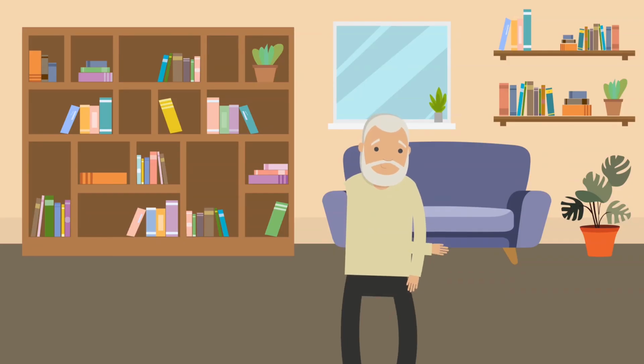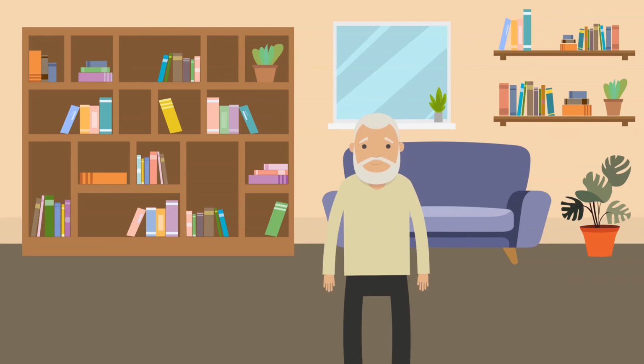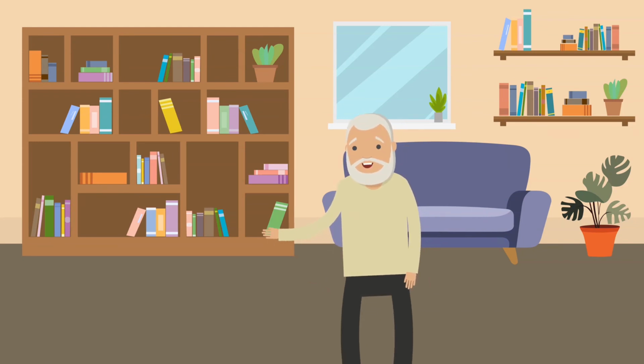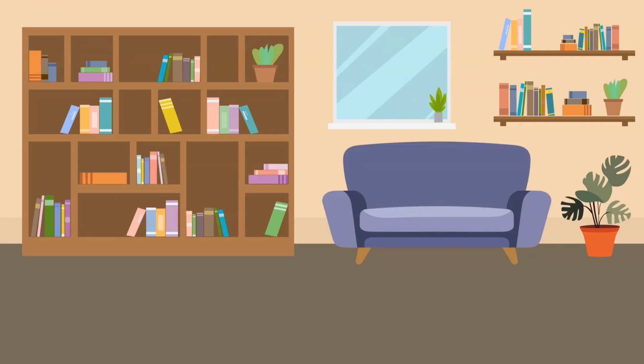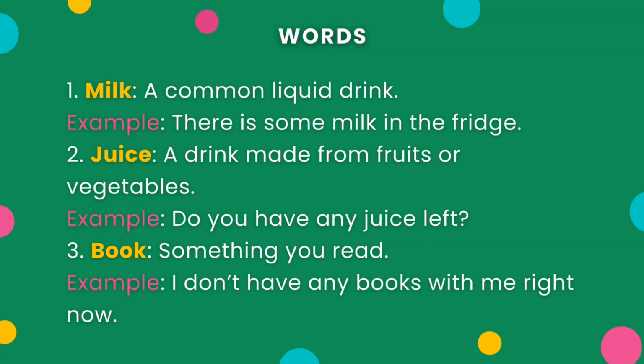Now let's explore today's vocabulary and see how these words work in sentences. Vocabulary. 1. Milk, a common liquid drink. Example, there is some milk in the fridge. 2. Juice, a drink made from fruits or vegetables. Example, do you have any juice left?